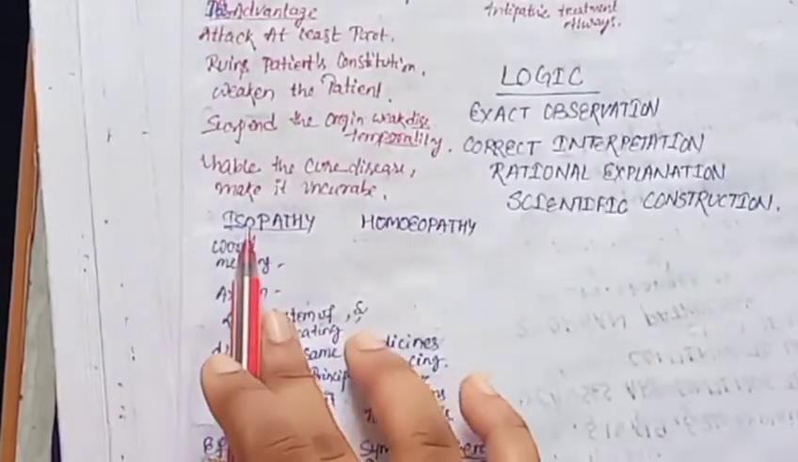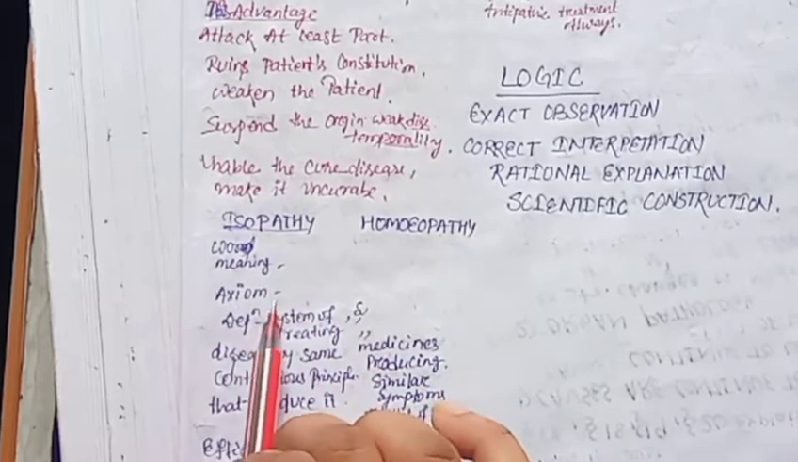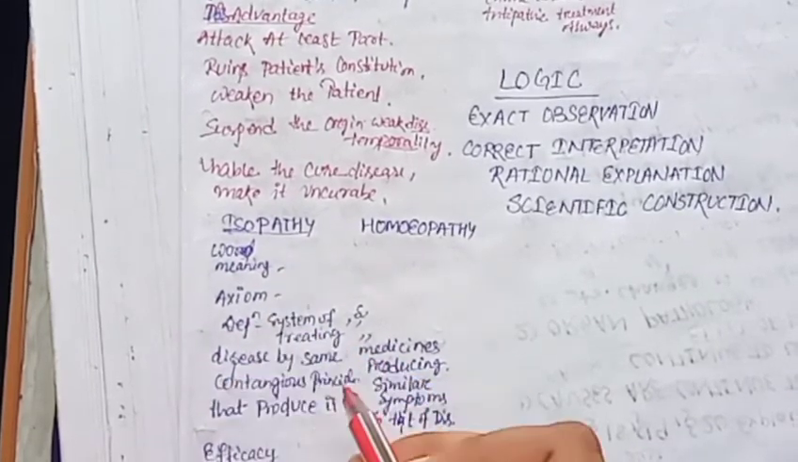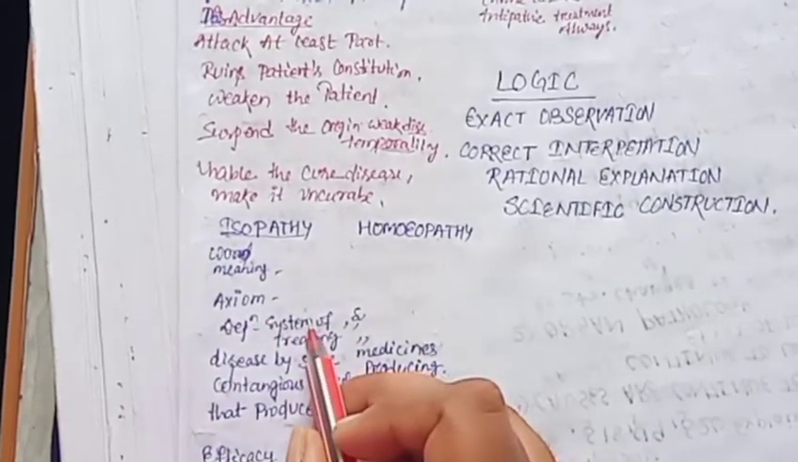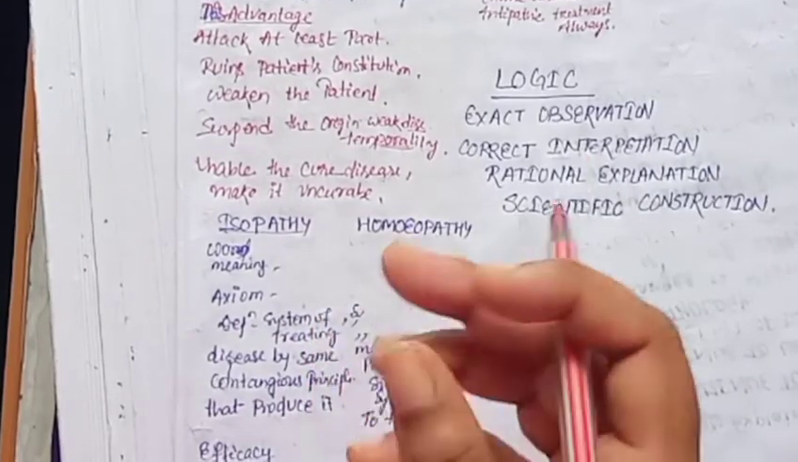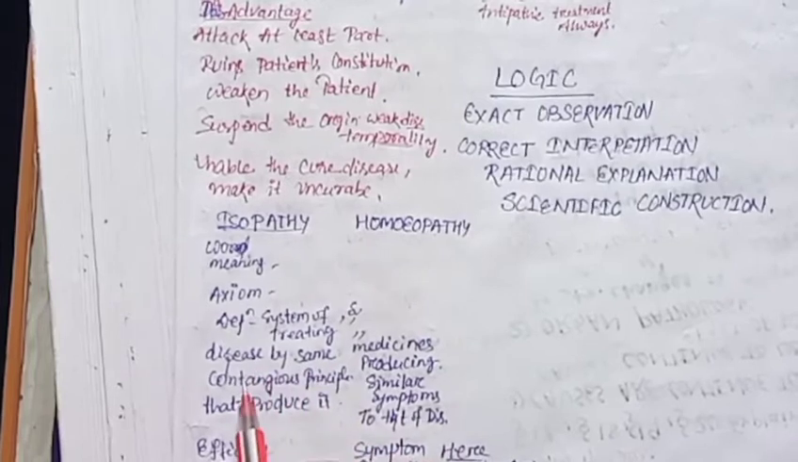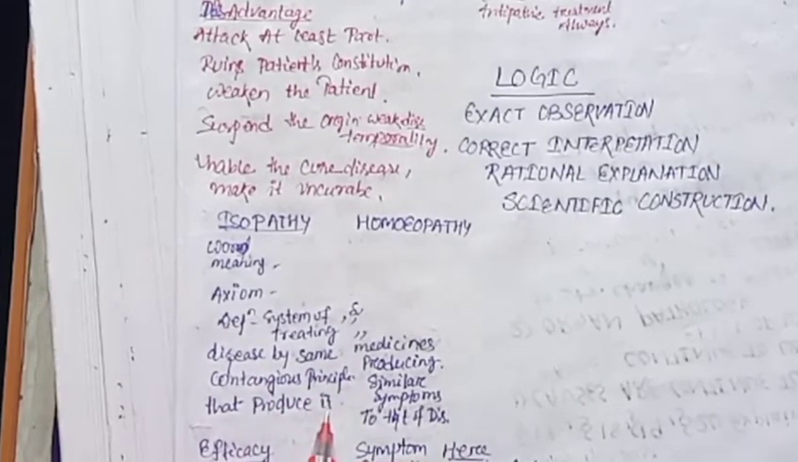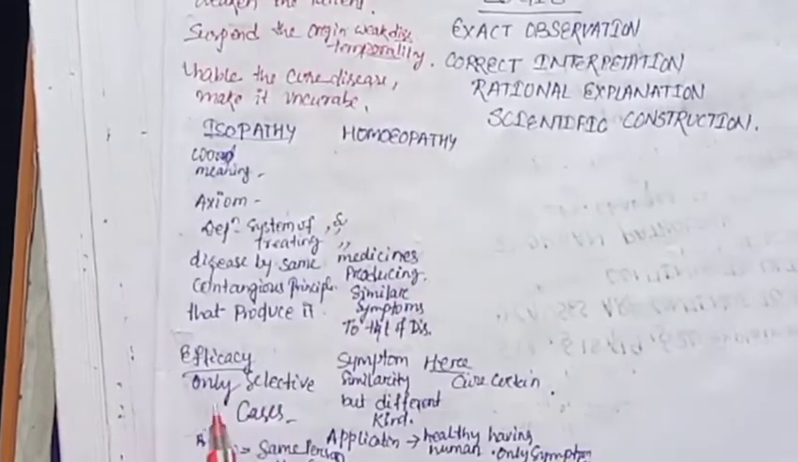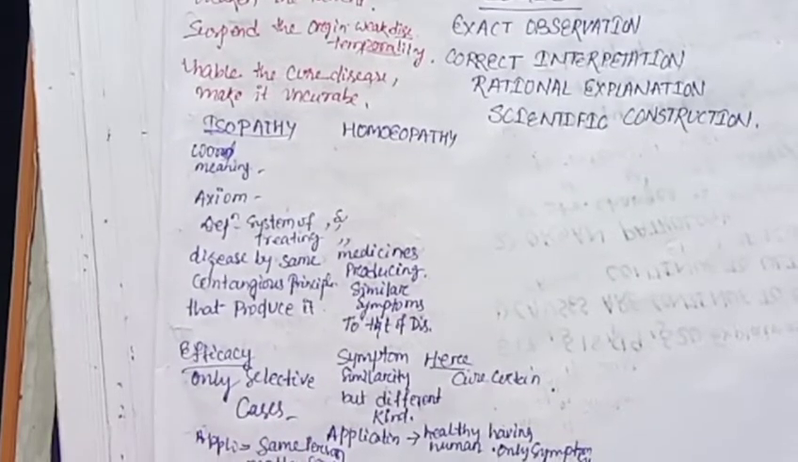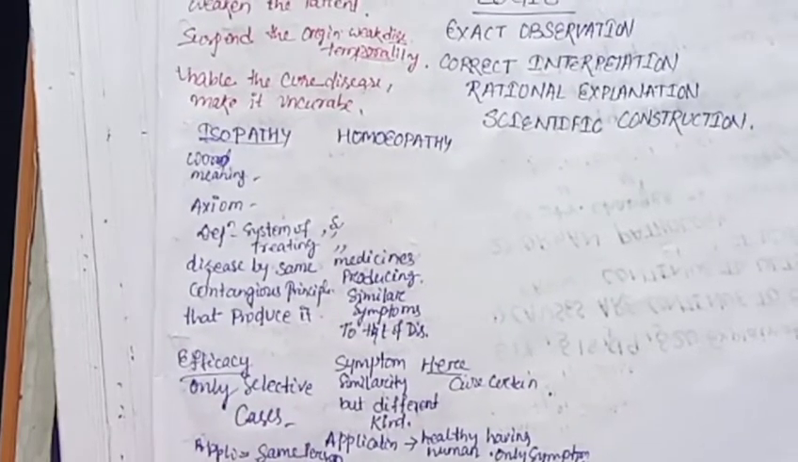Then isopathy. Iso means similar, pathy means suffering. The axiom is based on the disease product: from the diseased part, the medicine is prepared and given to the person of that disease. The same disease matter that produced it is given as the medicine. Efficacy: only selective cases are curable. Application: the same person having the same matter is treated.